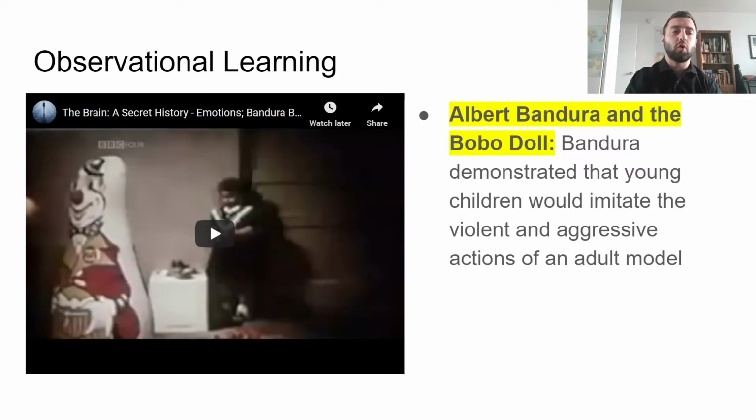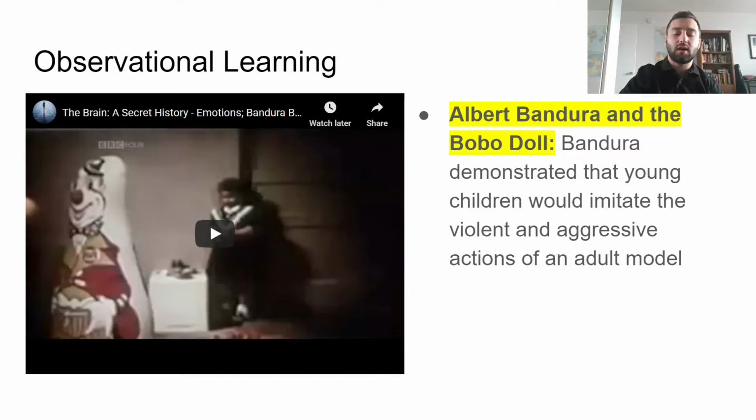One of the most important kind of research studies that is done as far as observational learning goes, or at least most influential, is by Albert Bandura. Bandura is another one of those psychologists that they do expect you to know. The big ones from this unit are Pavlov, Watson, and Bandura. Those are the ones that come up a lot, and Skinner as well, actually, I'm sorry, and Skinner. Those are kind of the big ones.